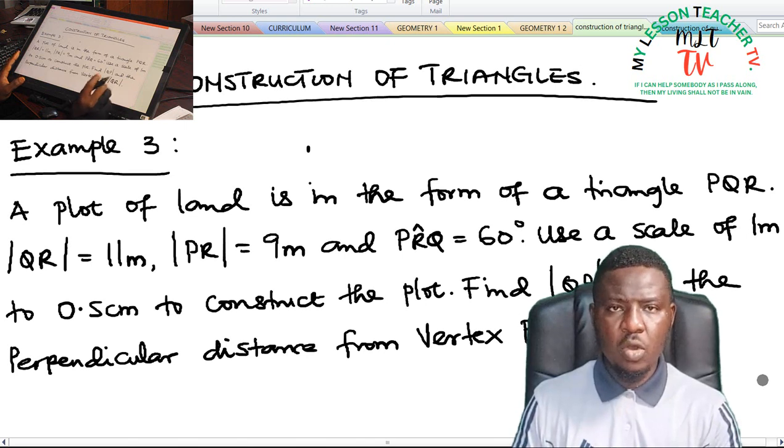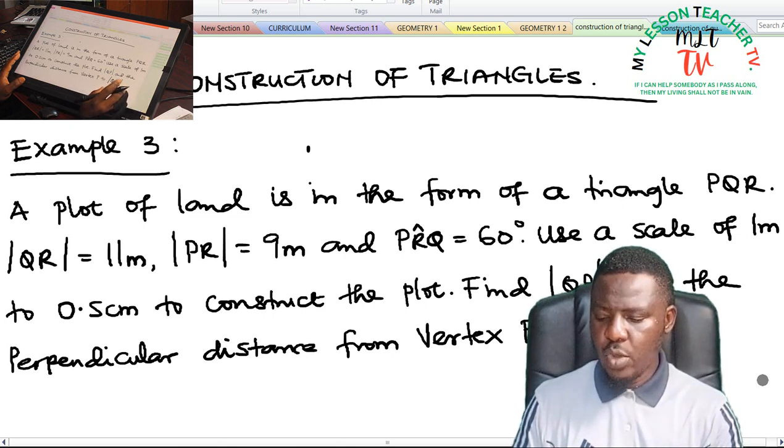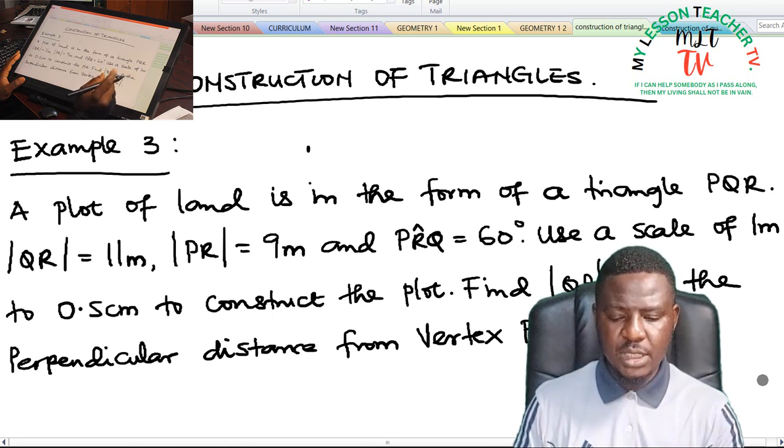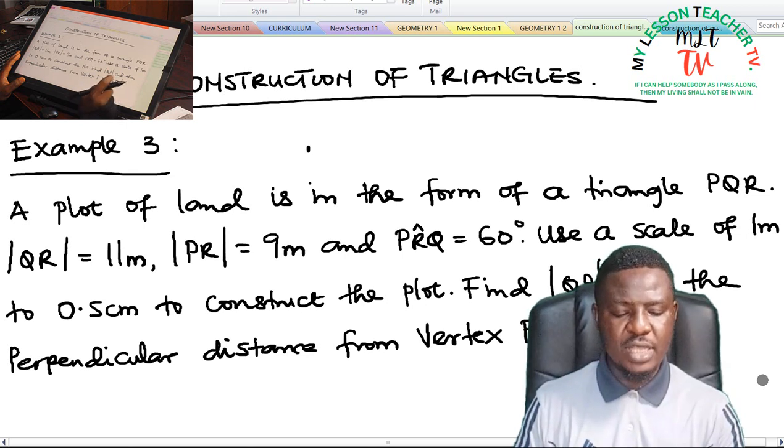Example 3, still on construction of triangles. The question reads that a plot of land is in the form of a triangle PQR, where QR is given as 11 meters, line PR is said to be 9 meters, and angle PRQ is said to be 60 degrees. They use a scale of 1 meter to 0.5 centimeter to construct the plot. We should also find line QP and the perpendicular distance from vertex P to line QR.